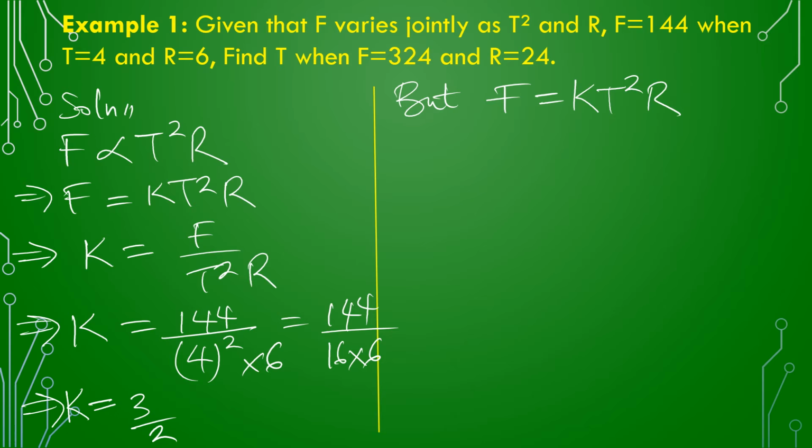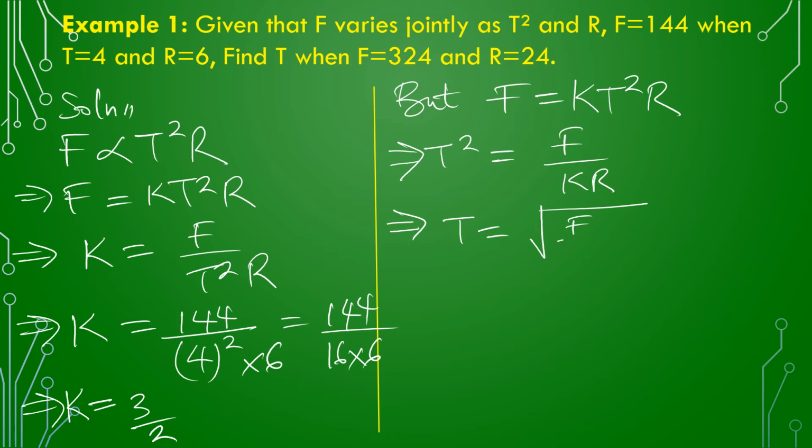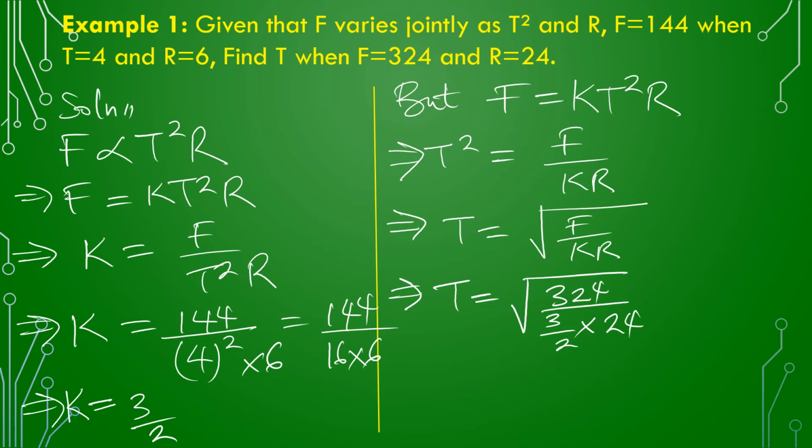We divide both sides by kr, which implies that our t squared is equal to F over kr. Taking the square root of both sides, we have that t is equal to the square root of F over kr. Now we have been given the values, so t is equal to the square root of, what is F? 324. And k is 3 over 2 times what is r? 24. Now, if you divide both sides, you have 2 here, 1, 2 here, what? 12.